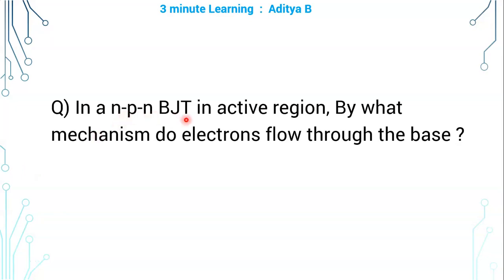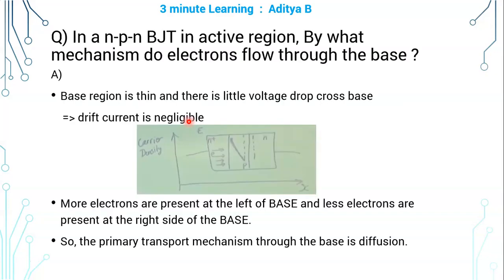In an NPN based bipolar junction transistor, in the active region, by what mechanism do electrons flow through the base? The key terms in the question are: it is an NPN bipolar junction transistor, that is, the emitter is of N type, the base is P type, and the collector is of N type.